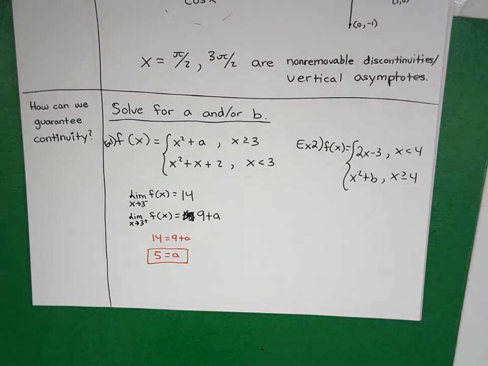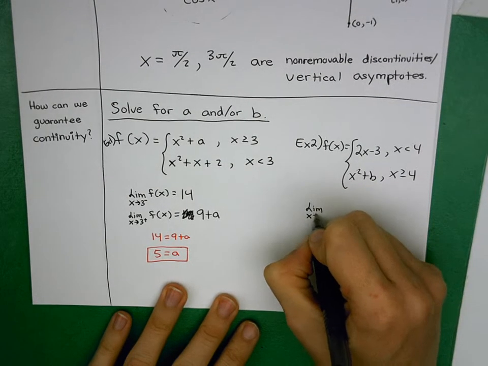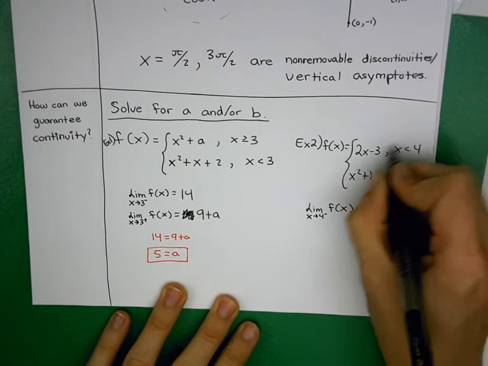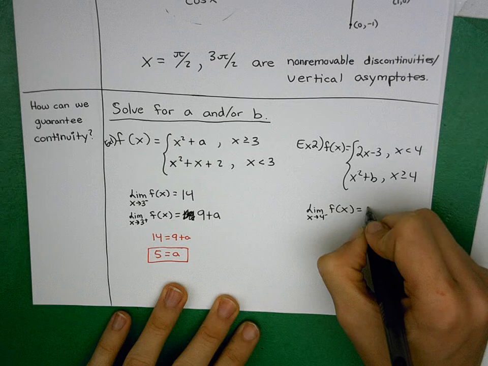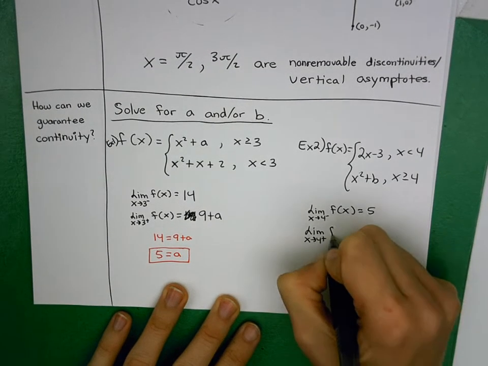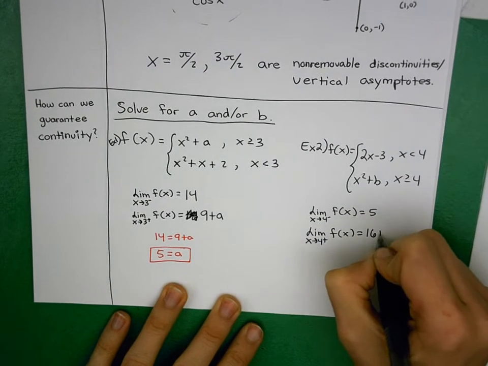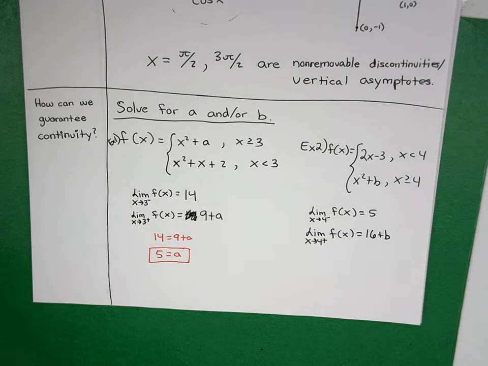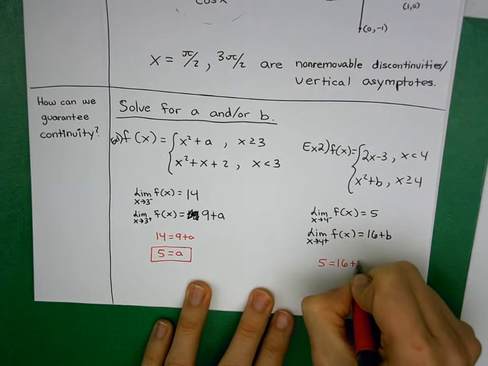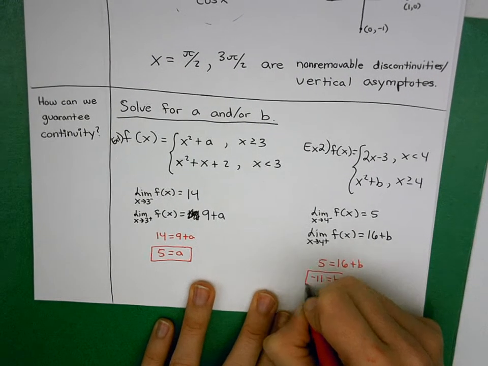Okay, so f of x equals this function. The limit as x approaches 4 from the left of this function is this top one, so 2 times 4, which is 8, minus 3, which is 5. And the limit as x approaches 4 from the right is the bottom function, which is 4 squared or 16 plus b. In order to guarantee continuity, I'm going to do 5 equals 16 plus b. Subtracting the 16 over means that b has to equal negative 11.